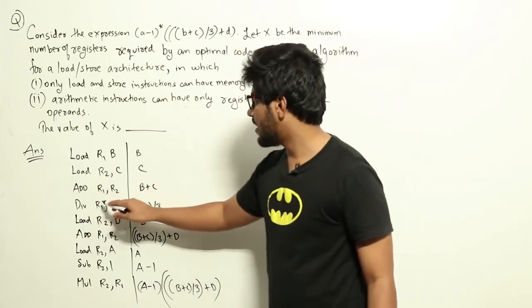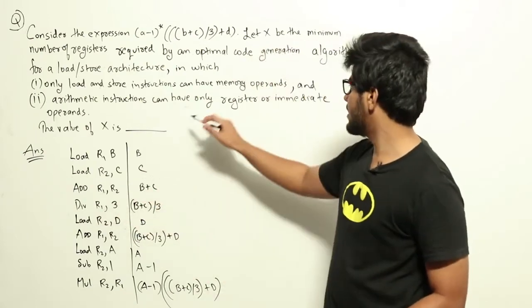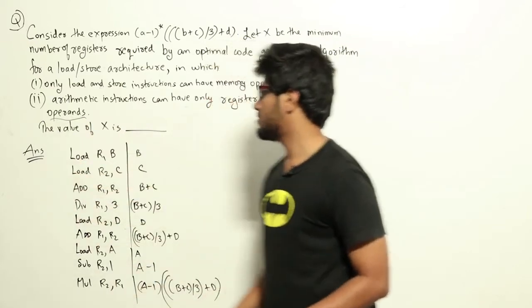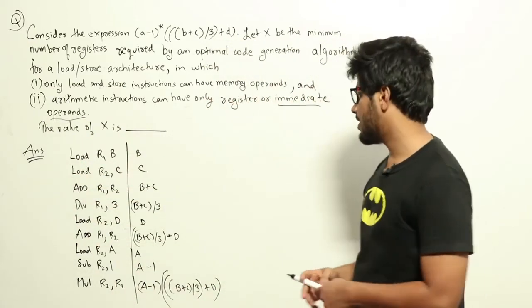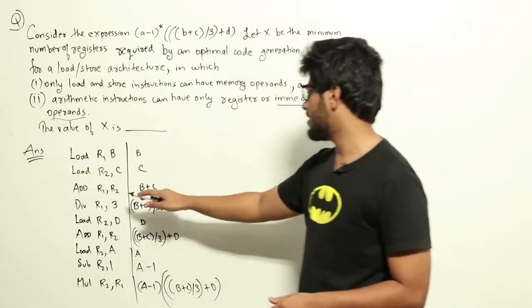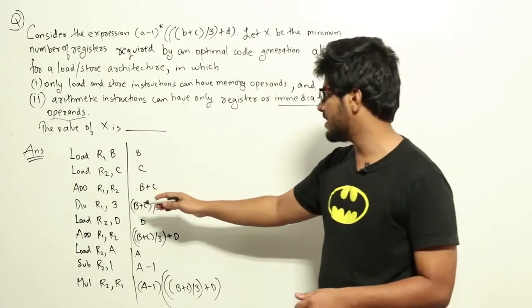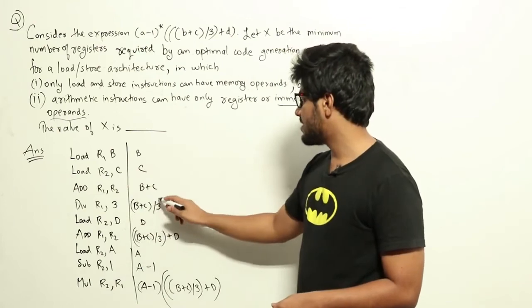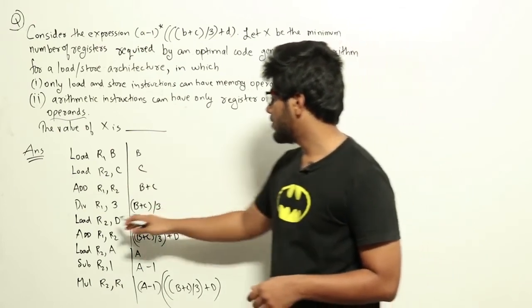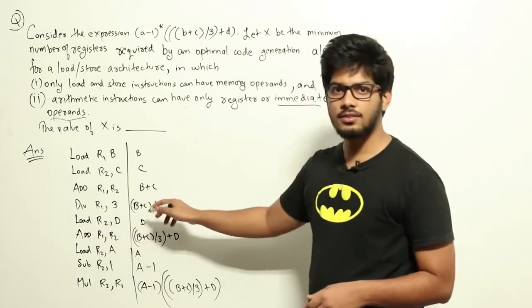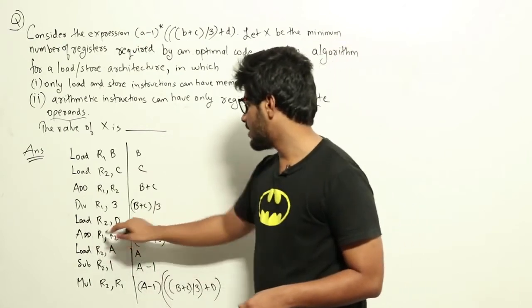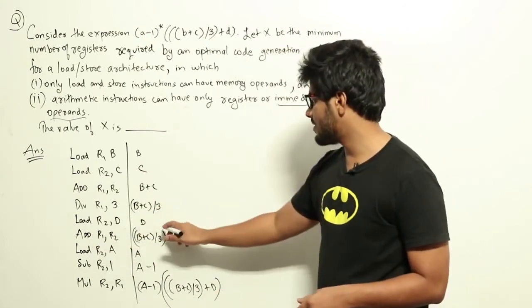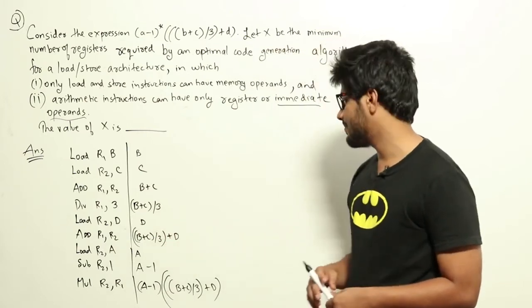Now divide R1 by 3. It is saying that we can have immediate operands as well in arithmetic instructions. So we are performing divide R1, 3, meaning whatever is in R1 will be divided by 3 and the result will be stored in R1 only. So now R1 becomes B plus C by 3. Now we are doing load R2, D. So D is loaded into R2. Add R1, R2, meaning R1 plus R2 is put into R1. Now R1 will have B plus C by 3 plus D stored in it.